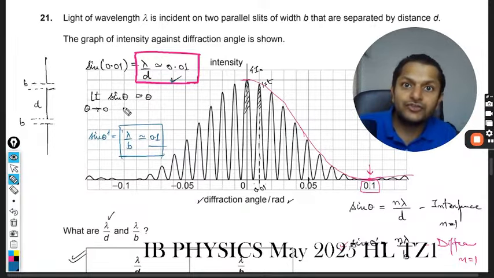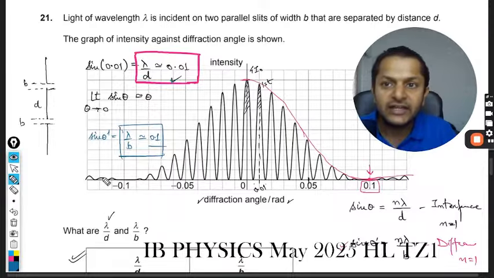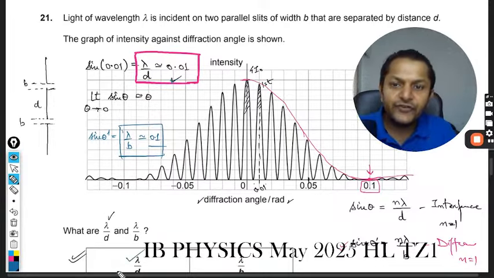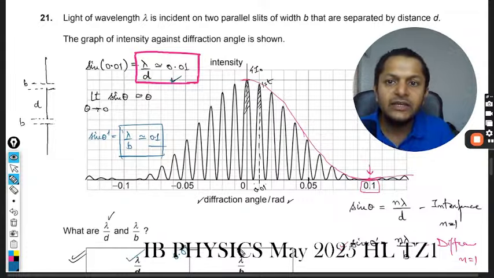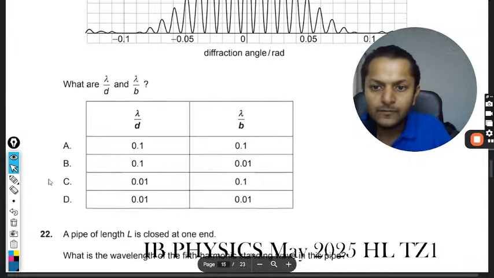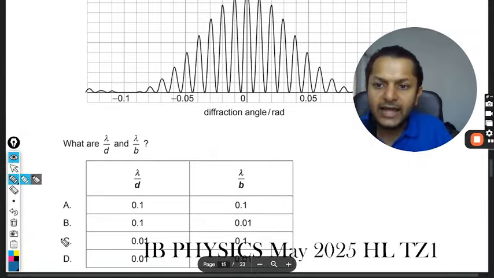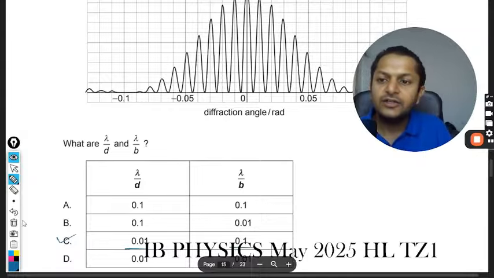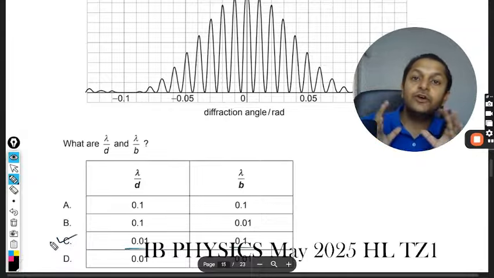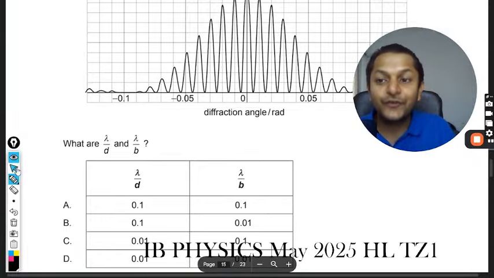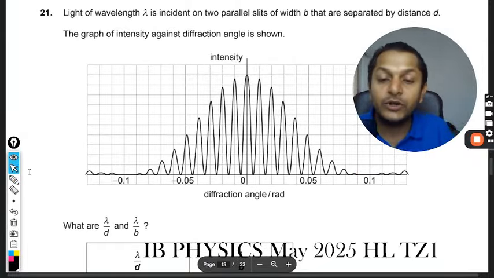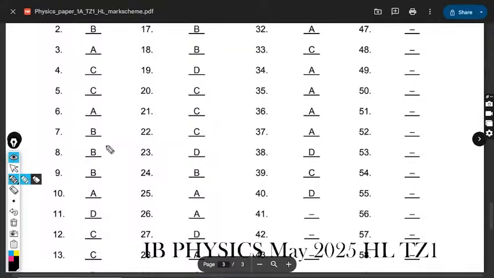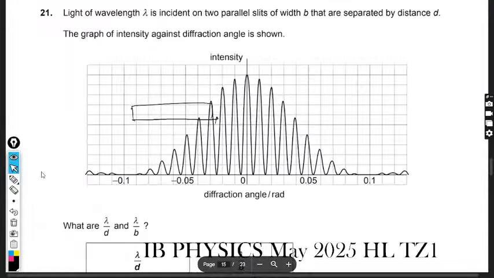This is how we do this question. Let me find which option is correct. Remember, for interference, the first option will be 0.01, and the second one will be 0.1. And yes, C is there. So C should be the correct answer for this question. Let us verify it from the mark scheme. This is question number 21, and there is the mark scheme. Question number 21 is C. So this answer is absolutely correct. This is how we do this question.